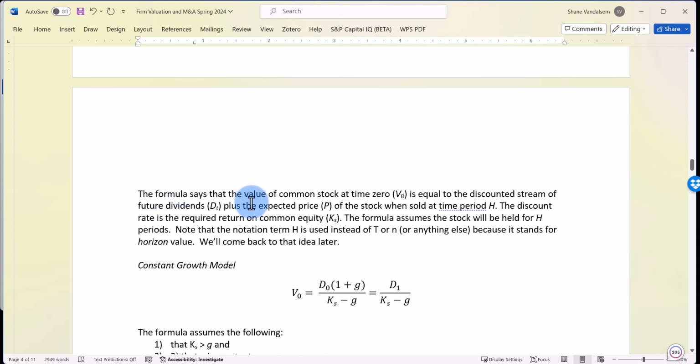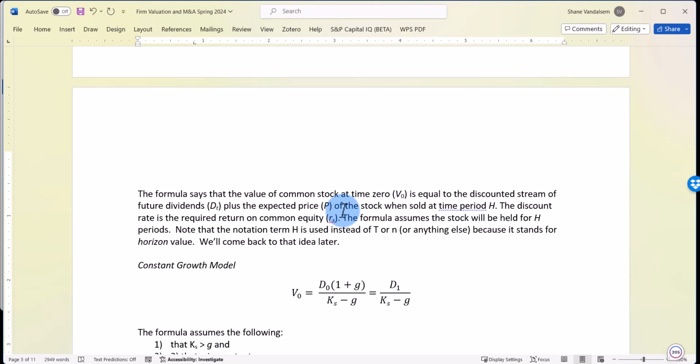So the formula says that the value of the common stock at time 0, V sub 0, is equal to the discounted stream of future dividends plus the expected price of the stock when sold at time period H. The discount rate is the required return on common equity, r sub s. The formula assumes that the stock will be held for H periods. Note that the notation term H is used instead of T or N or anything else because it stands for horizon value, and we'll come back to that idea later.